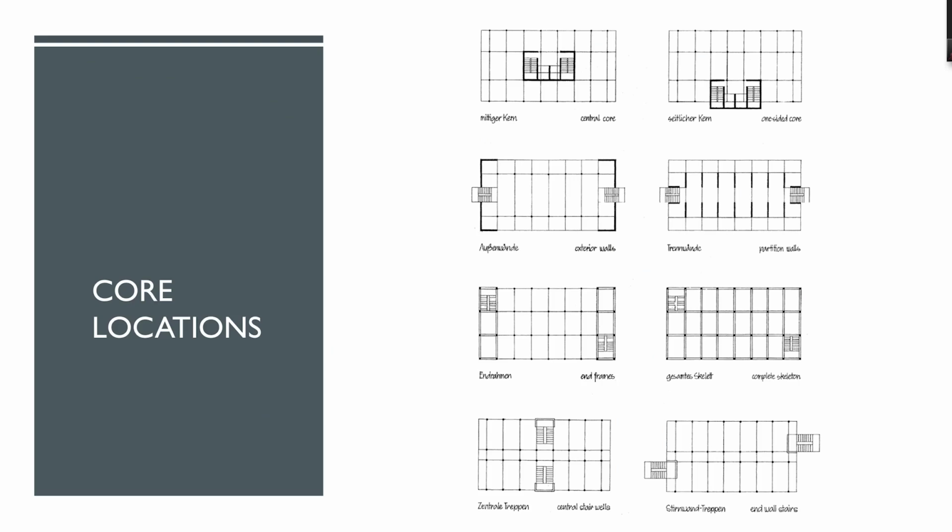You can have the core here, core there, cores like this. Obviously, this is the best one. We try to do that. This is not so good. This is also possible. This is also possible. This is not good. This is not good. We will talk about what's good and what's not good on core wall locations when we talk about the dynamics, the mode shapes and the dynamic response.